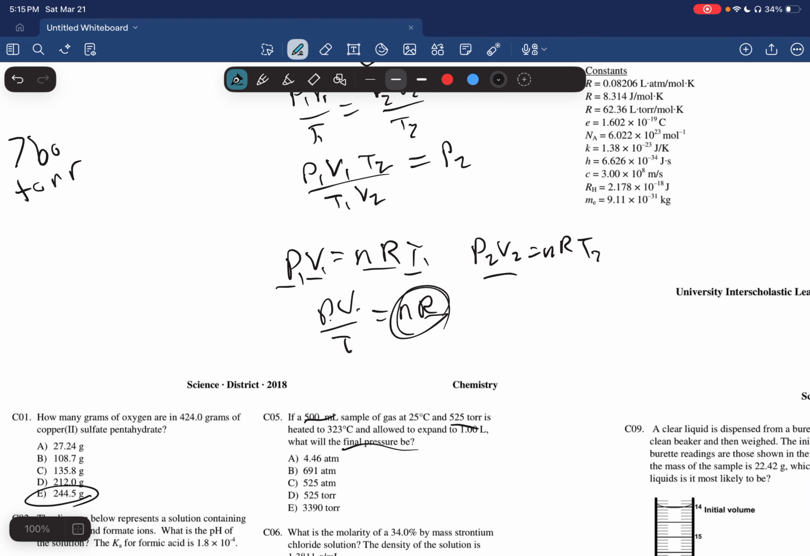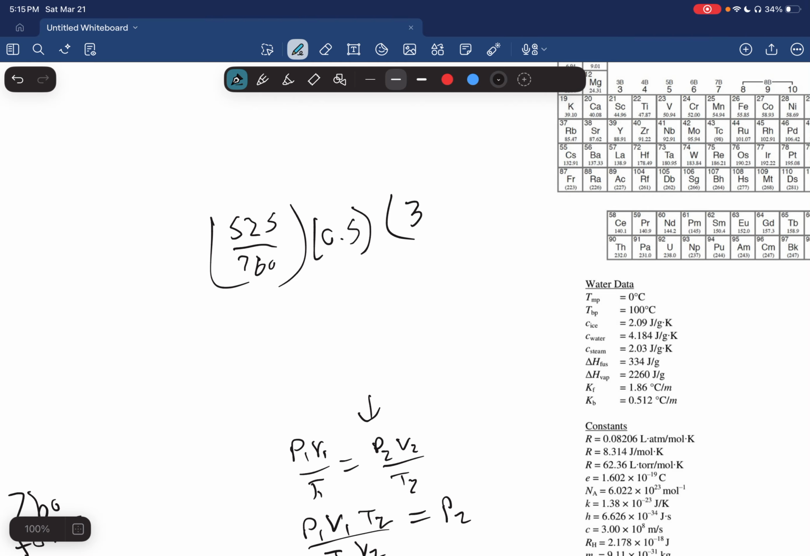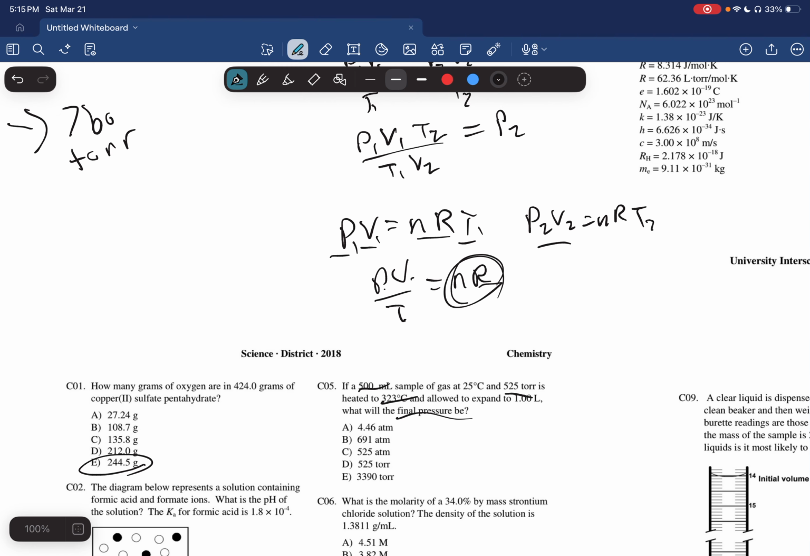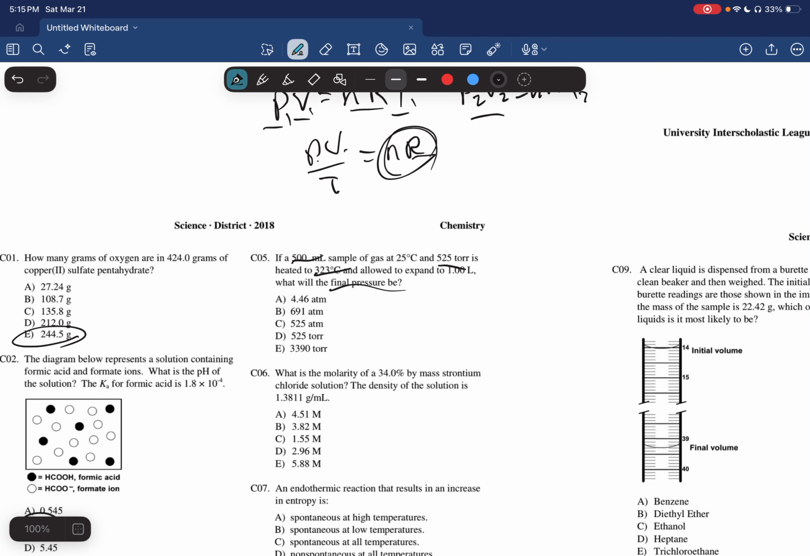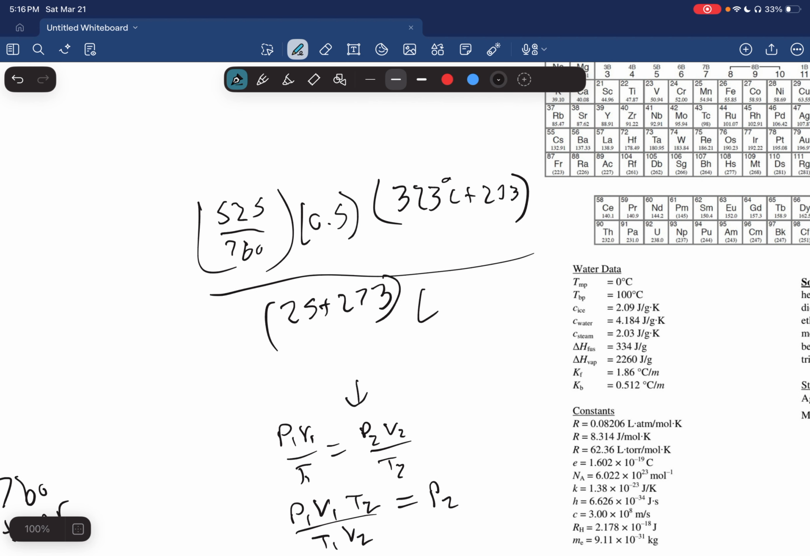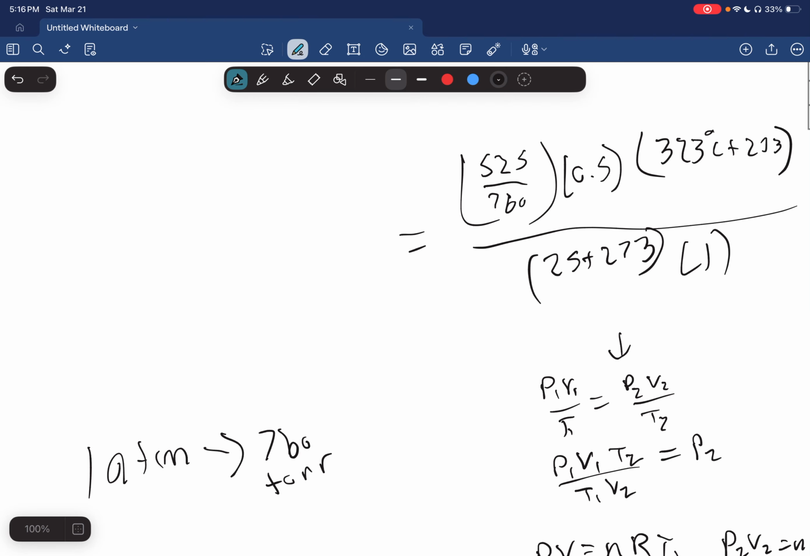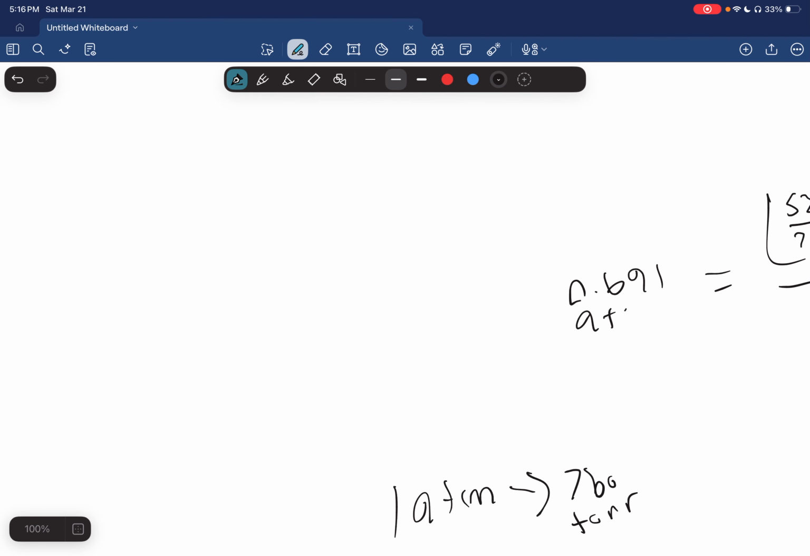And then we're multiplying by temperature 2, and that says it's 323 degrees Celsius. Now we need to convert that to Kelvin, and the conversion from Celsius to Kelvin is you add your Celsius plus 273. And then that's divided by our temperature 1, which it gave us as 25 degrees Celsius plus 273. And then our final volume, which it gave us, is just 1 liter. So just multiply by 1. And when you put that all in the calculator, you're going to come out with about 0.691. And that's in atm, because remember we converted to atm.